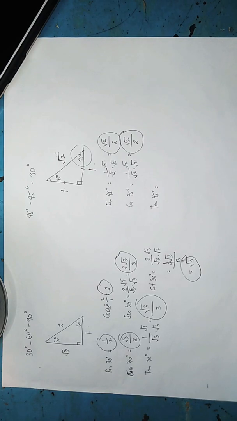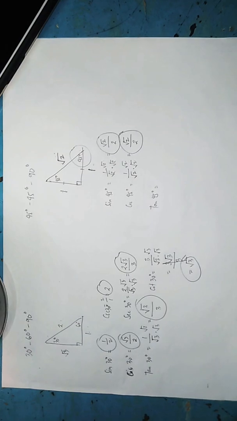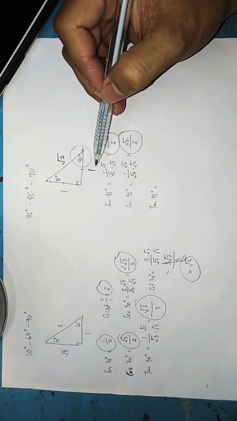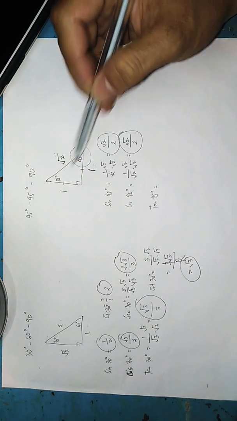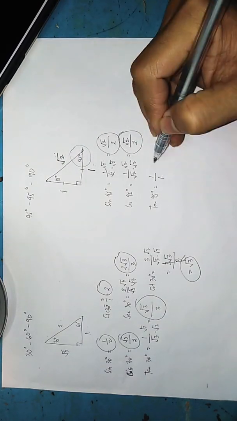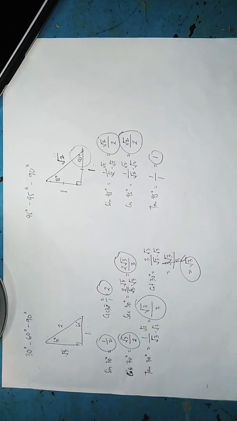Alright? Now, punta kay tangent. For tangent, TOA, again, yung angle natin is 45. Opposite over adjacent. TOA. Opposite over adjacent. So, 1 over 1. And that is 1. Alright? Now, kunin natin yung mga reciprocal niya.